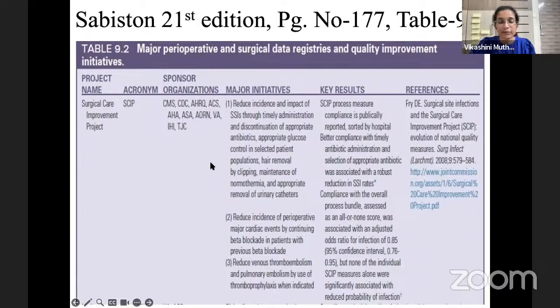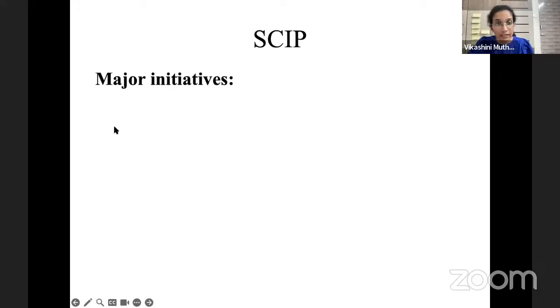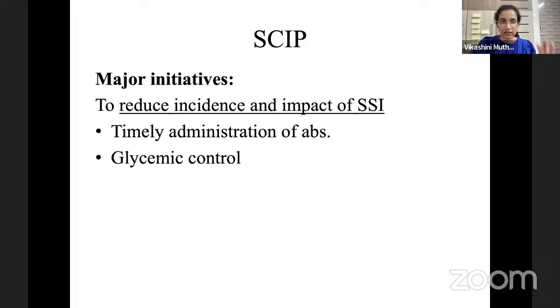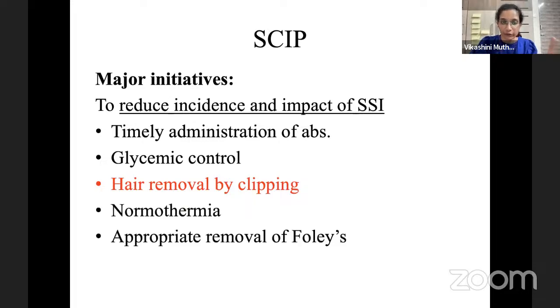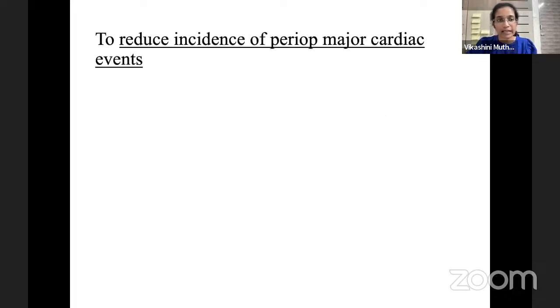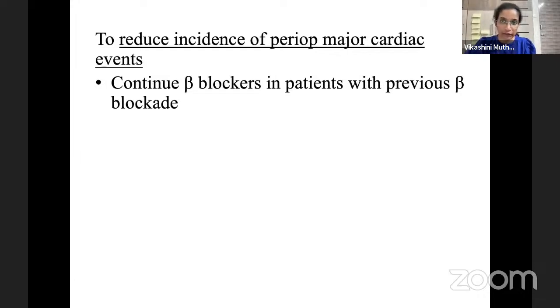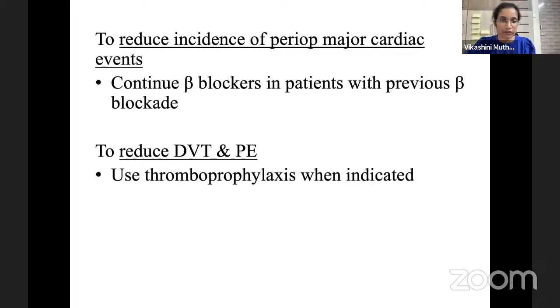Again, in Sabiston, there are certain projects undertaken by various centers with the motto of improving the post-operative quality and also preventing surgical site infection. One such project is the SCIP project, which stands for Surgical Care Improvement Project. Let's see the major initiatives taken by them. To reduce the incidence and impact of SSI, it's appropriate to give timely administration of antibiotic, and you should maintain proper glycemic control, usually less than 200 milligram per deciliter. Hair removal by clipping and normothermia should be maintained, and Foley's should be removed appropriately, otherwise it will lead to UTI. To reduce the incidence of perioperative cardiac events, you should continue beta blockers in patients with previous beta blockade. And to reduce DVT and pulmonary embolism, use appropriate thromboprophylaxis when indicated.